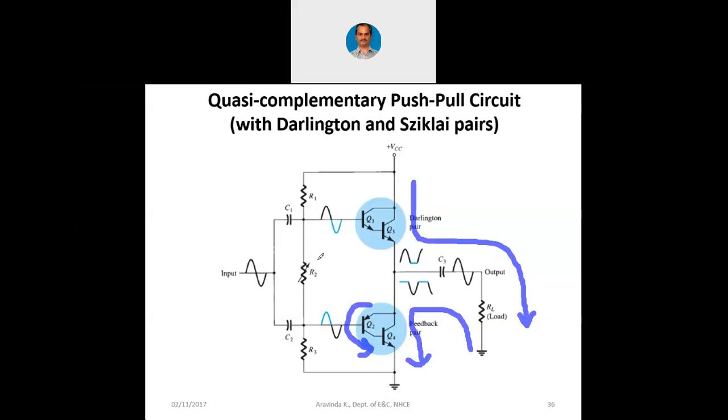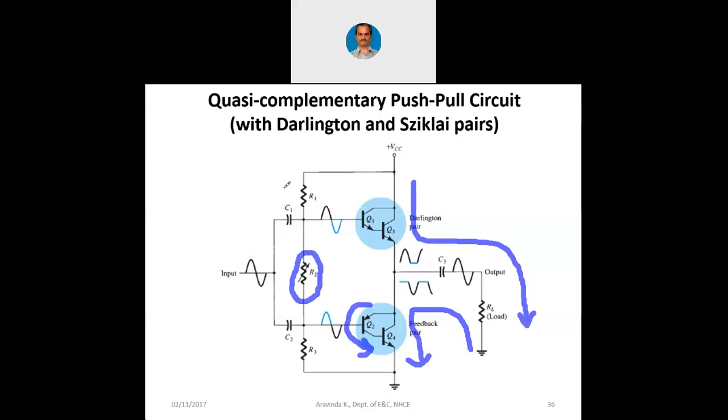And what is this R2 for? Using R2 we can balance the point at which the upper transistors will conduct and the lower transistors will conduct in accordance with the input signal. That is why a variable resistor is given. Dynamically we have to slightly vary it. Before applying the input signal we have to vary this in such a way that both of these will be slightly conducting. And when we apply the positive and negative cycle, automatically whatever I have told you till now about the functioning is going to happen.